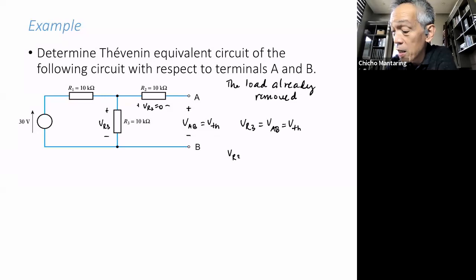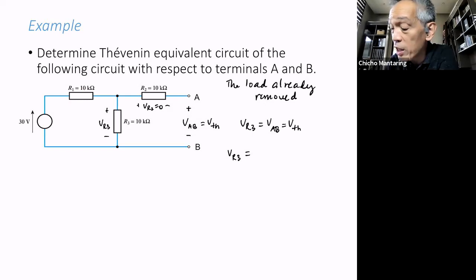But what is VR3? VR3, by voltage division, because now this and this are in series. Baka magtanong kayo, sir, hindi nakaseries yan dahil may nakakabit dito? Meron yung nakakabit dito, pero open circuit naman siya. In other words, this is hanging. If this is hanging, then effectively, there's nothing really connected here. Because even if this is connected, no current can flow through it. So effectively, there's nothing connected here. That places this and this in series.